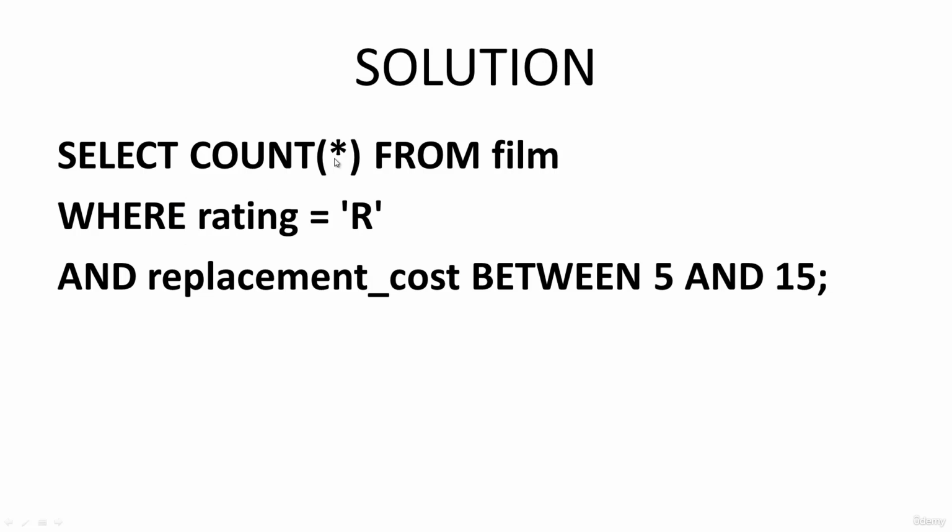Sometimes it confuses people why you have to just select COUNT(*) here instead of something like title. That's because by saying COUNT(*), you're basically just saying count the number of rows returned, which makes sense because it doesn't matter what column you select, you're still going to be counting the same number of rows. So you're saying just select the count of the number of rows from film that get returned when the rating is equal to R and the replacement cost has to be between $5 and $15.